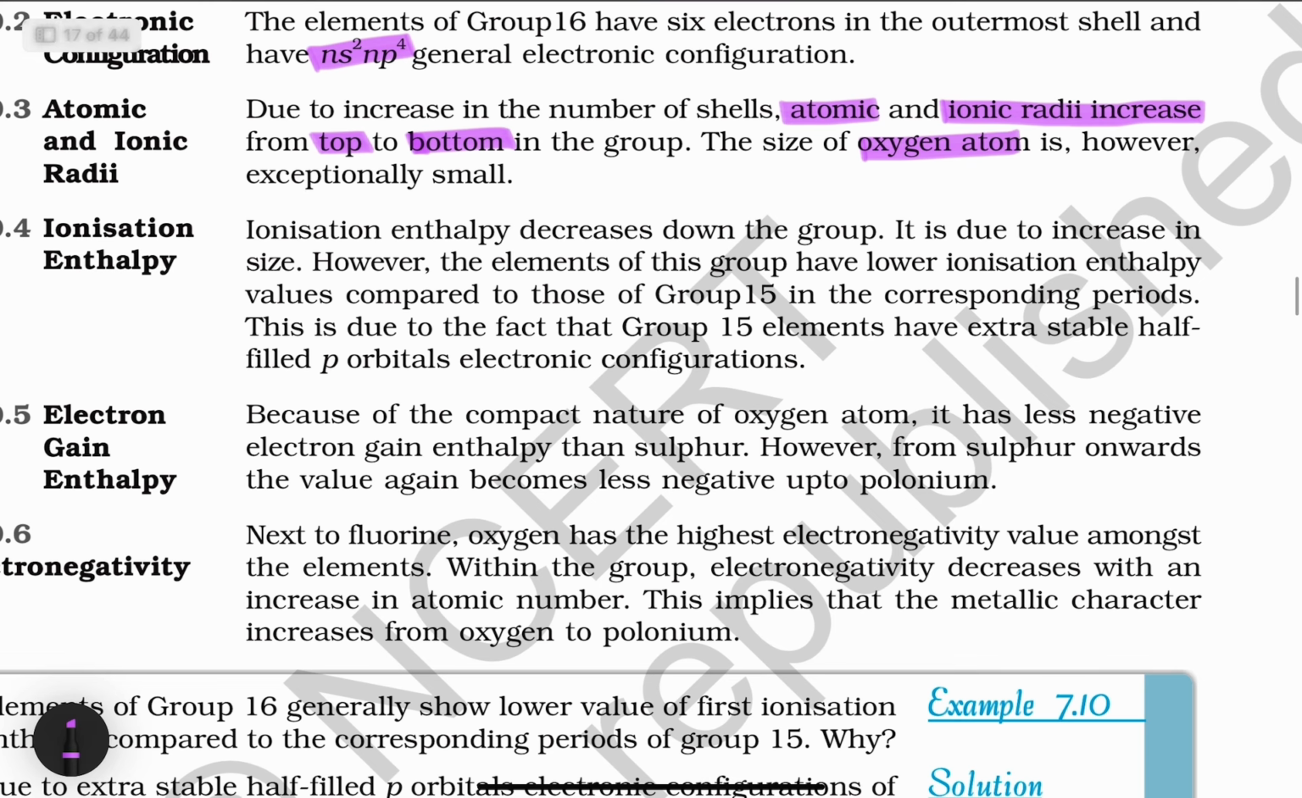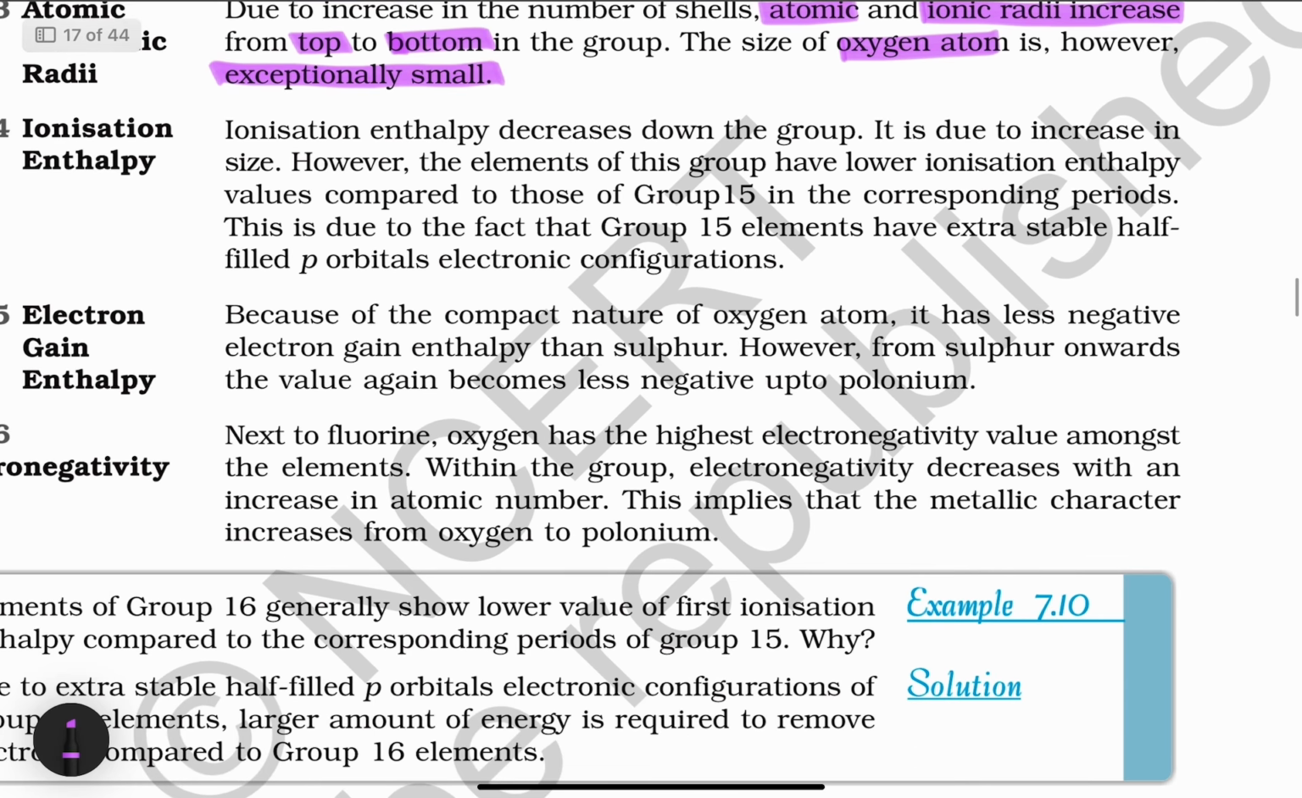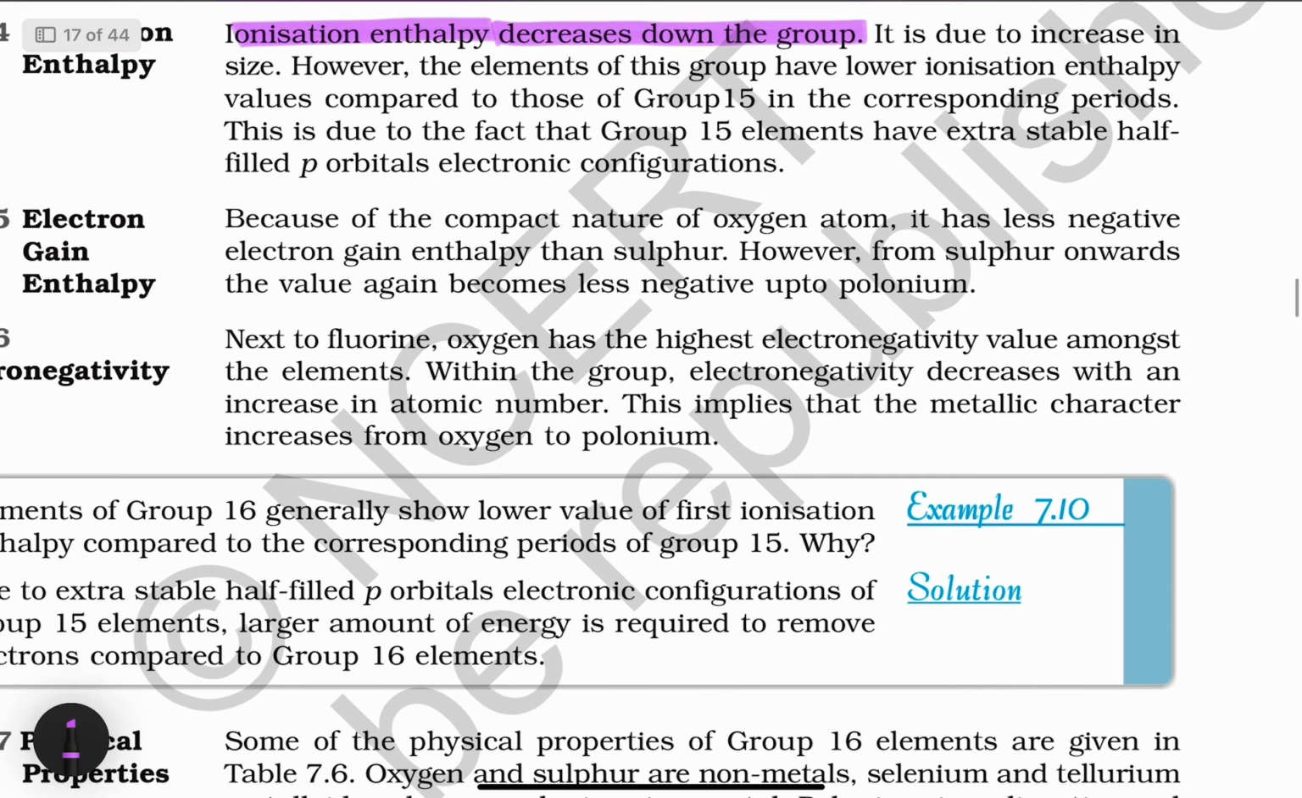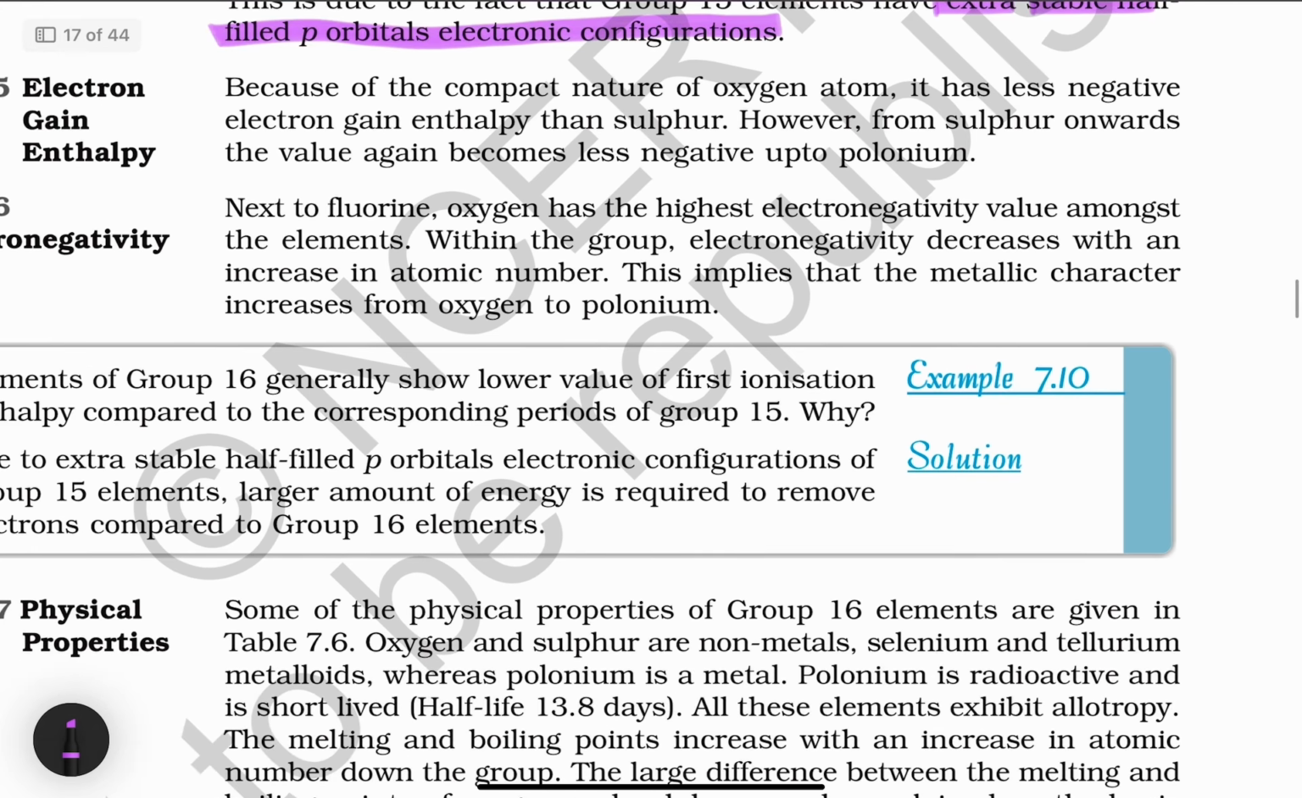Oxygen atom is exceptionally small. Ionization enthalpy decreases down the group, as expected. It is lower than those of group 15, as we know group 15 has an extra stable half-filled configuration. Due to the compact nature of the oxygen atom, its electron gain enthalpy is very, very less. Oxygen is least in this group. Highest is sulfur, last is oxygen.